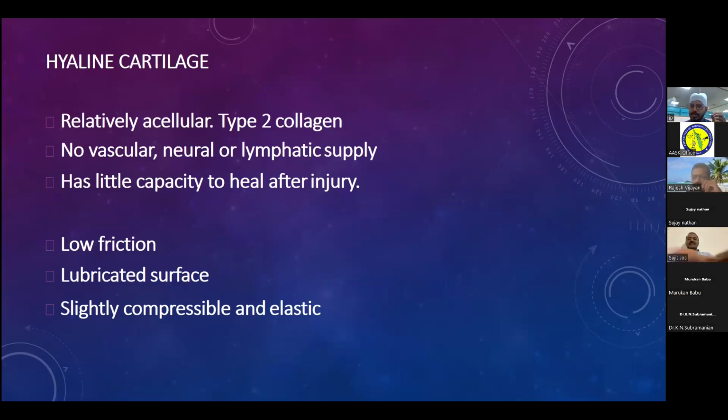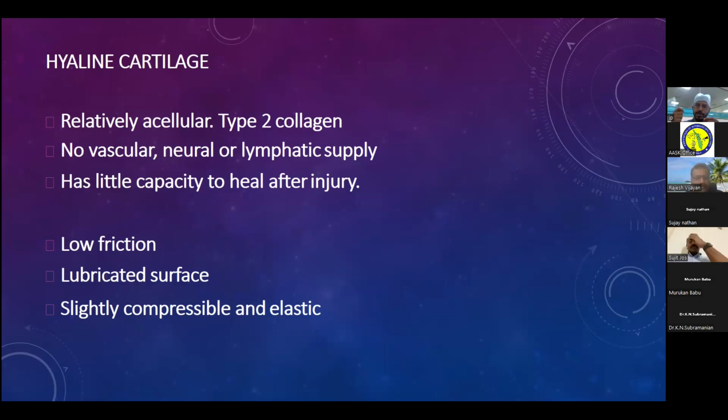It is mostly type 2 collagen and is not vascular. There is no vascularity there. There is no neural component, so it won't feel much pain. There is no lymphatic supply, and it has little capacity to heal after injury. So if you get a cartilage injury, there is a high chance that it won't heal. It provides a low friction, lubricated surface, and it's slightly compressible and elastic.